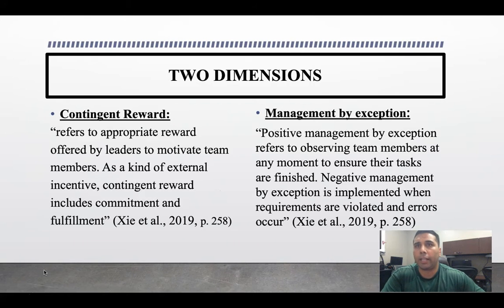So there are two dimensions. Transactional leadership can be divided into contingent reward and management by exception. The contingent reward element refers to an appropriate reward offered by leaders to motivate team members. As a kind of external incentive, contingent reward includes commitment and fulfillment. In addition, the management by exception element focuses on positive and negative management. Moreover, positive management by exception refers to observing team members at any moment to ensure their tasks are finished. Negative management by exception is implemented when requirements are violated and errors occur.